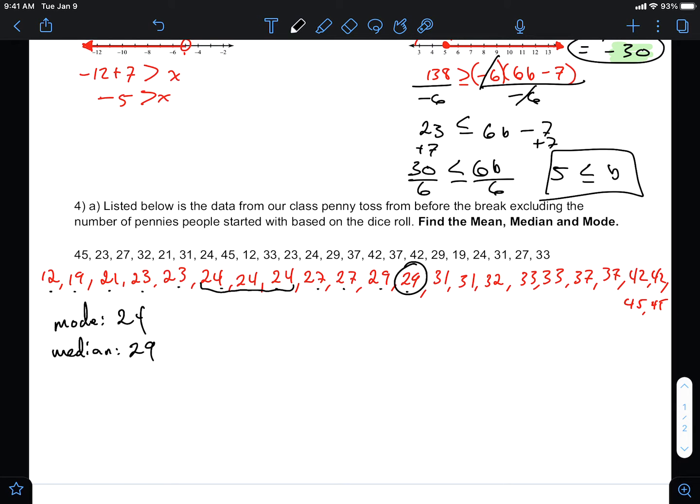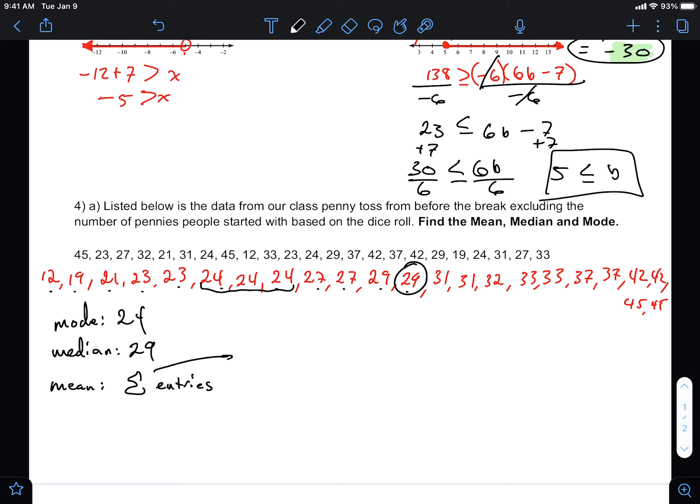Okay, and then the mean. Have we seen this funny looking symbol before? Is it a Greek letter? I think it is a Greek letter. Yeah, it means sum, but it has a name. Sigma. Sigma is its name. So we're going to sum all the entries.